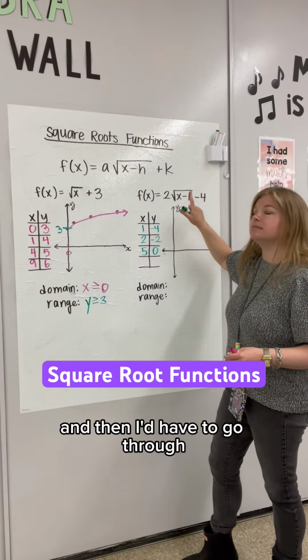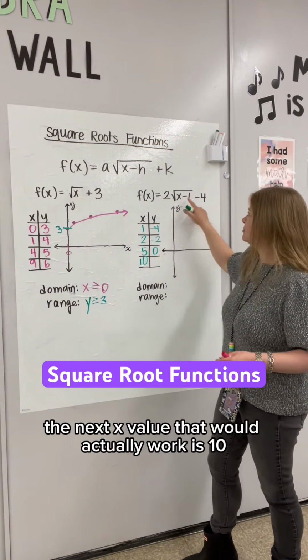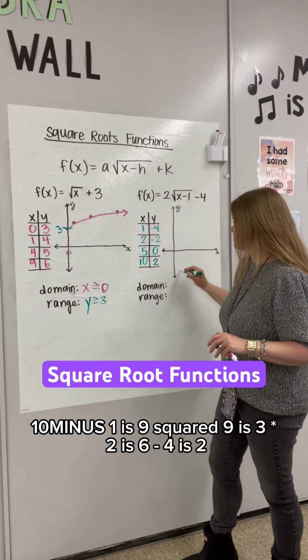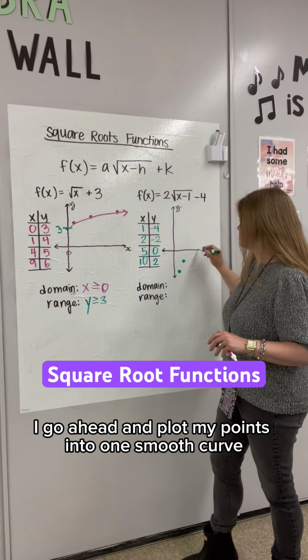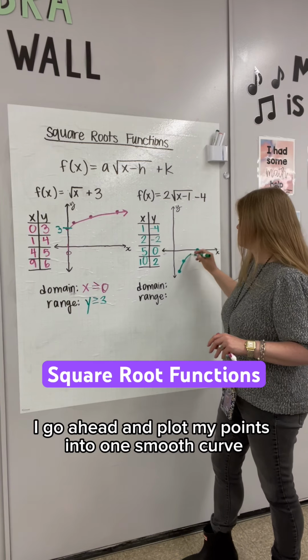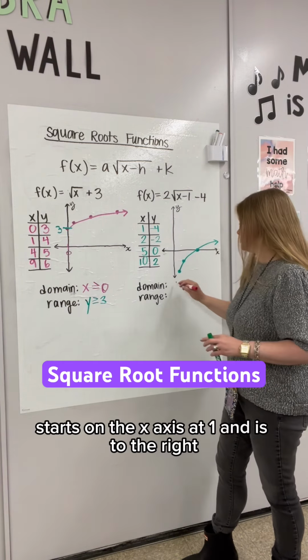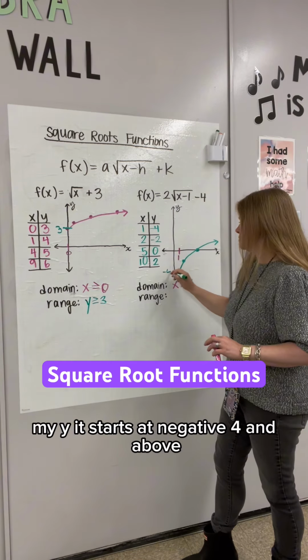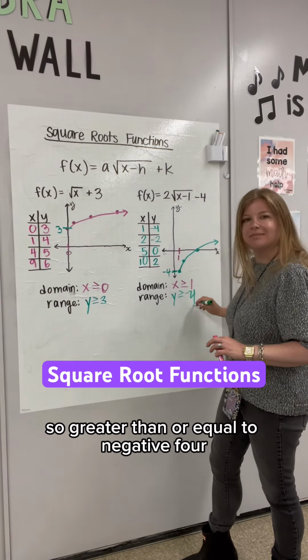And then I'd have to go through. The next x value that would actually work is 10. 10 minus 1 is 9, square root of 9 is 3, times 2 is 6, minus 4 is 2. I go ahead and plot my points into one smooth curve, and for my domain, I see this starts on the x-axis at 1 and is to the right, so greater than or equal to 1. My y starts at negative 4 and above, so greater than or equal to negative 4.